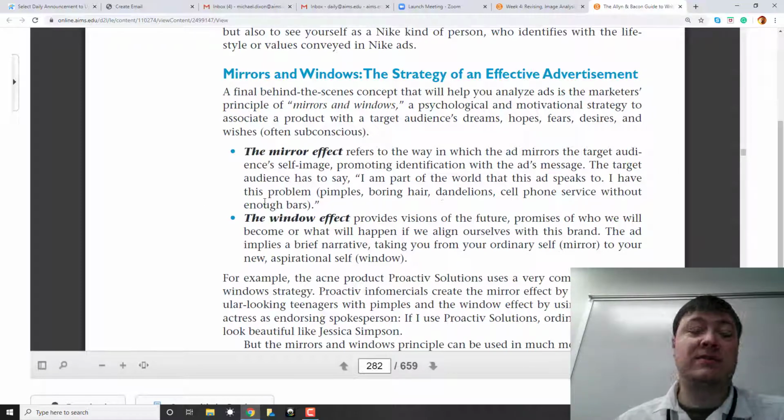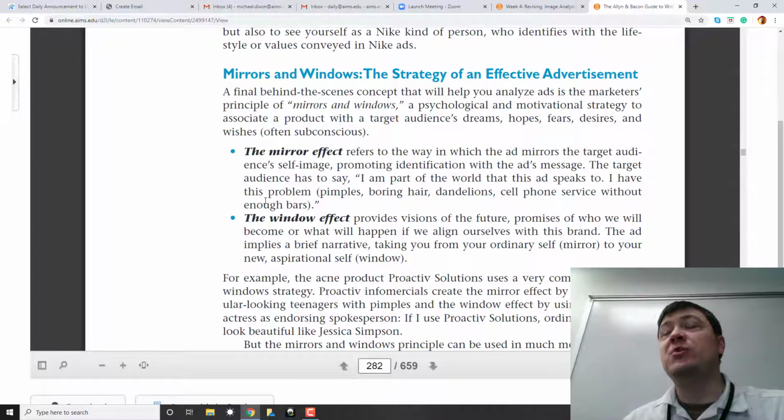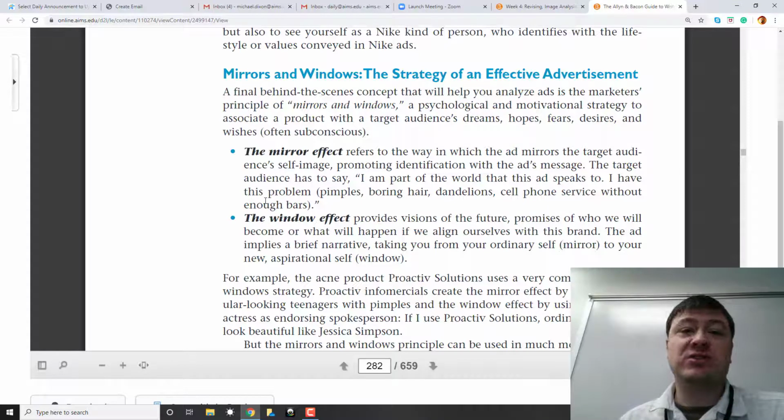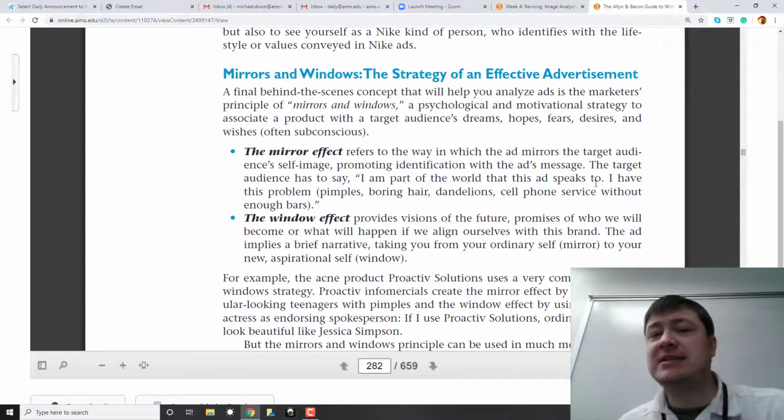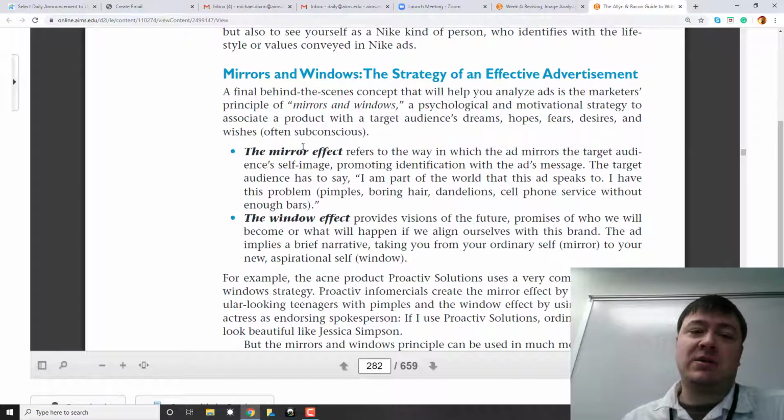When you watch a commercial, they want their target audience to say, you know what? I do relate to that. Yeah, my cell phone service is terrible. All of a sudden I'm listening to this ad, right? So it's common ground, same as when we talk about logos, building common ground. The mirror effect is a visual representation of that. The window effect provides visions of a future, so promises of who we will become or what will happen if we align ourselves with the brand.